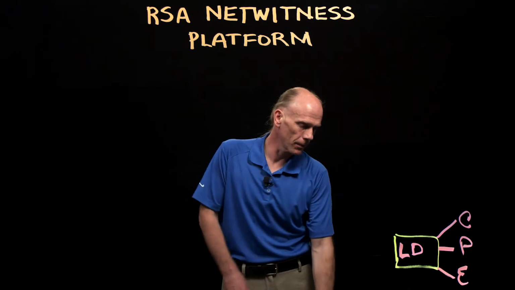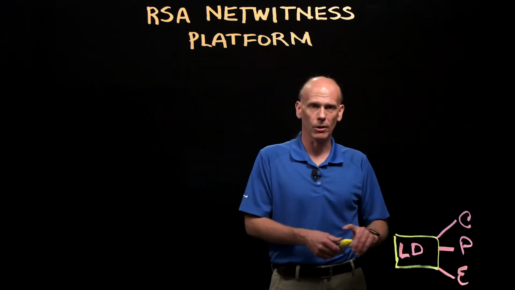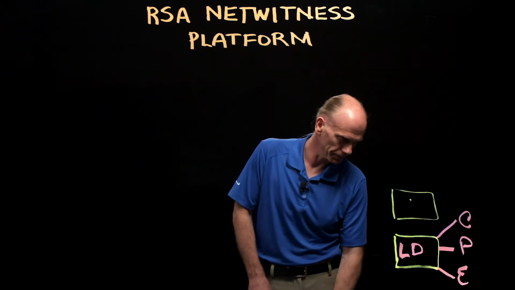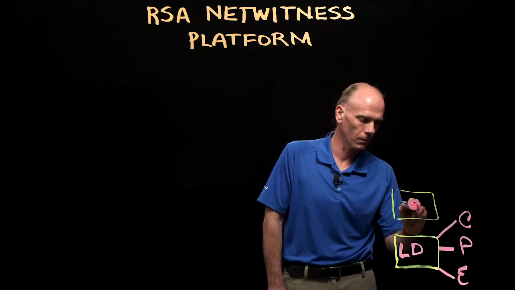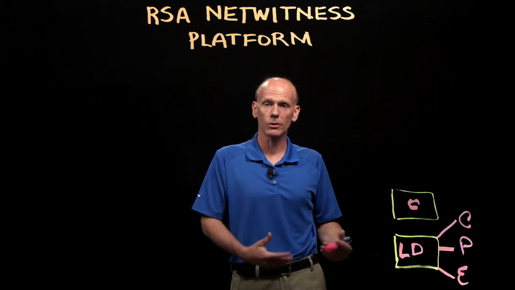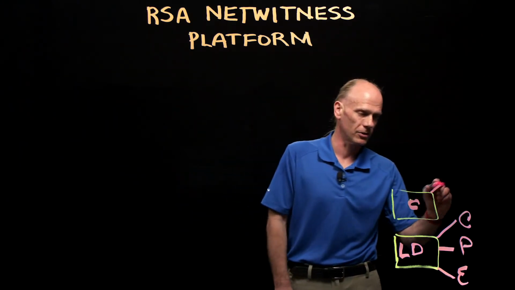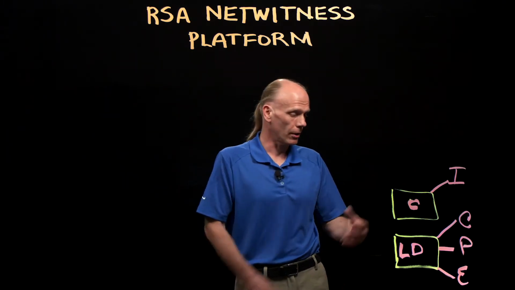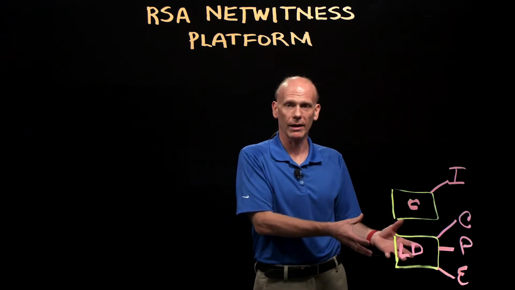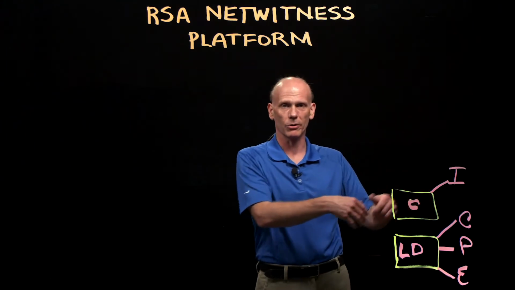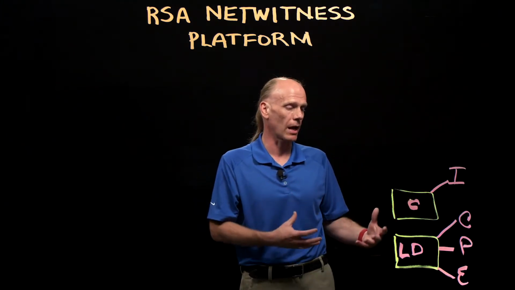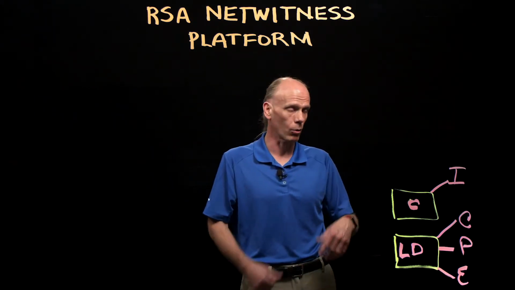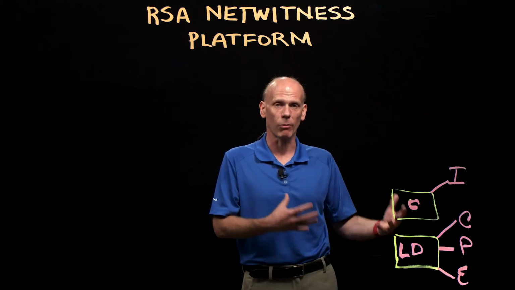The next thing on top of a log decoder is a concentrator. The concentrator's main job is to index data for fast retrieval. Data is captured, parsed, and enriched at a decoder level, then brought to the concentrator for indexing. This is what allows you to scan through multi-terabytes worth of data, or even petabytes worth of data, in a very rapid manner.